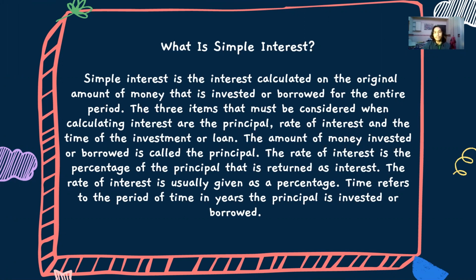The three items that must be considered when calculating interest are the principal, rate of interest, and the time of investment or loan. The amount of money invested or borrowed is called the principal. The rate of interest is the percentage of the principal that is returned as interest, usually given as a percentage. Time refers to the period in years that the principal is invested or borrowed.